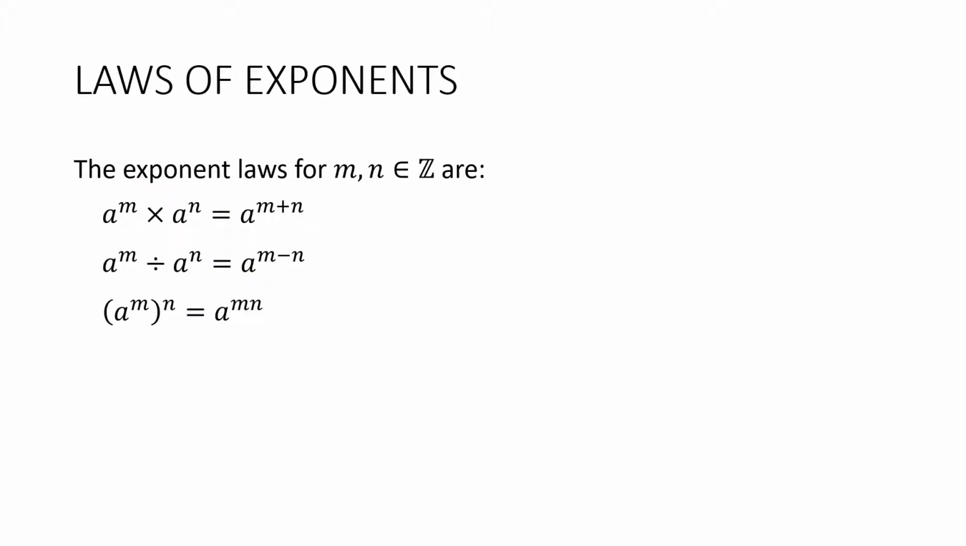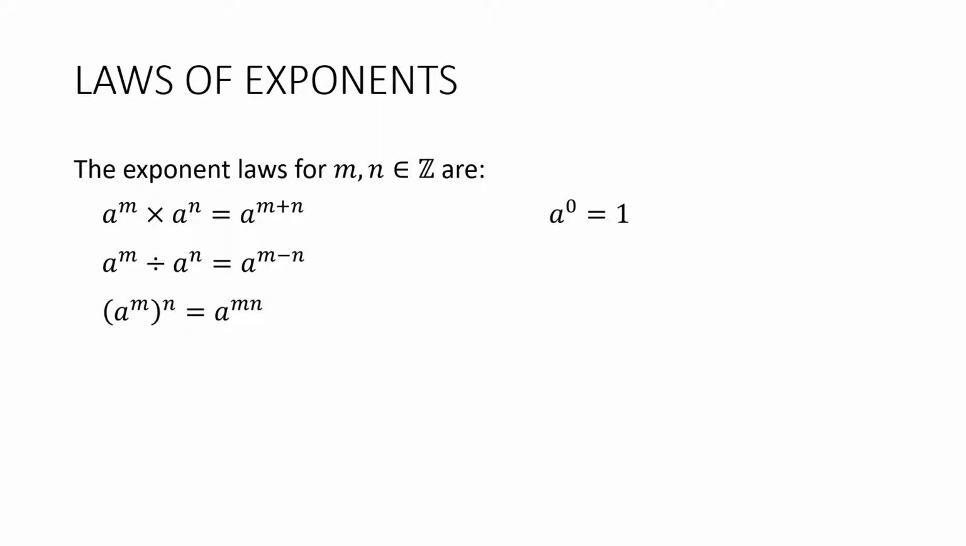The exponent laws, if m and n are integers, are as follows. If we multiply pronumerals or numbers that are the same, we add the exponents. If we divide numbers or pronumerals that are the same, we subtract the exponents. And if I raise a power to a power, I multiply those powers.